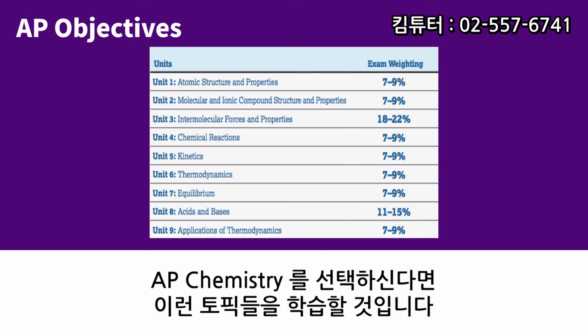Next, these are the AP objectives, and in fact, they have a lot in common. We will learn atomic structure and properties, intermolecular forces, molecular and ionic compounds, chemical reactions, kinetics, thermodynamics, equilibrium, acids and bases, and thermodynamics and its applications.